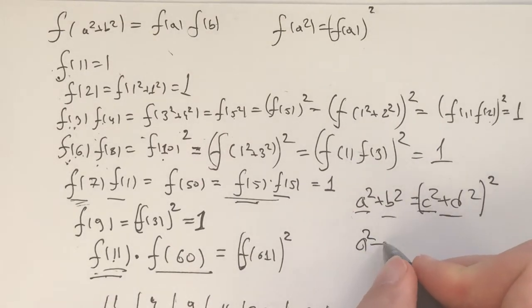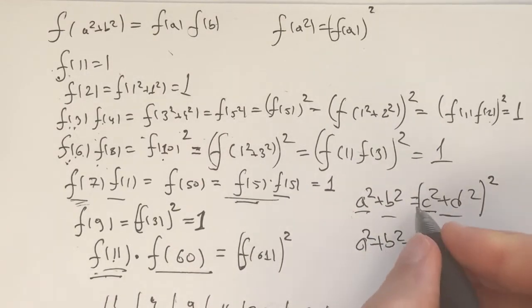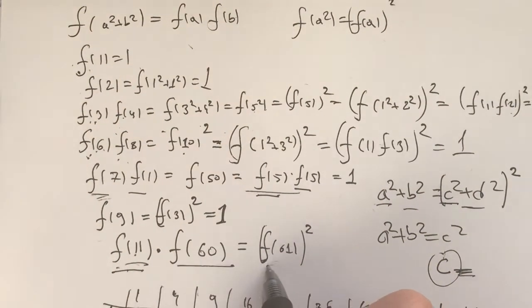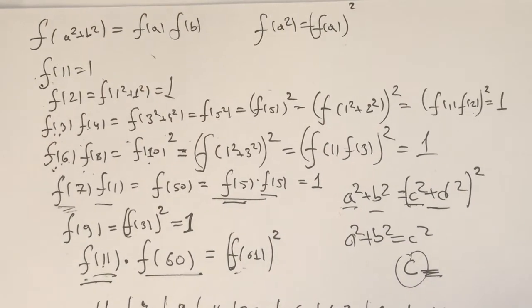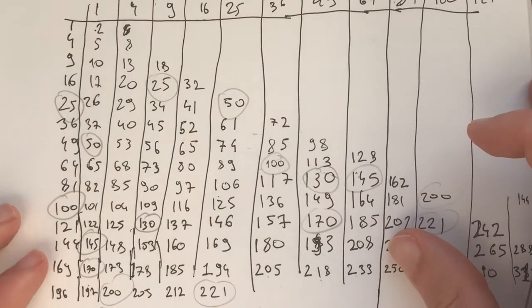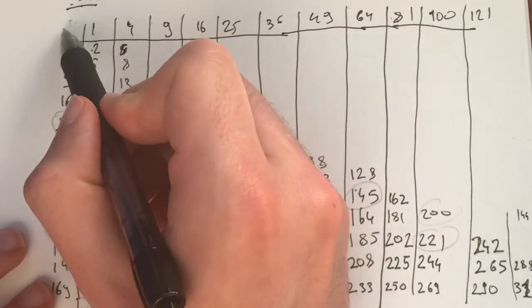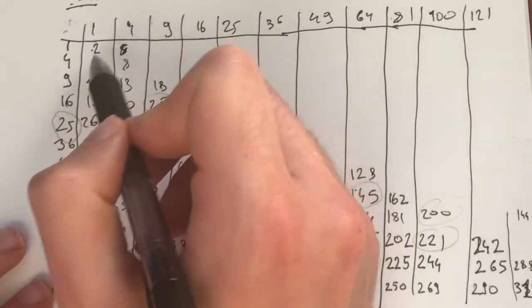I was looking at a squared plus b squared is c squared, and then c might be something nice, so I can maybe deal with this easier. However, that was not the case here, given 61 is a prime. So what I did was I made a huge list of what happens when this is, say, a and b, and this is what's a squared plus b squared.